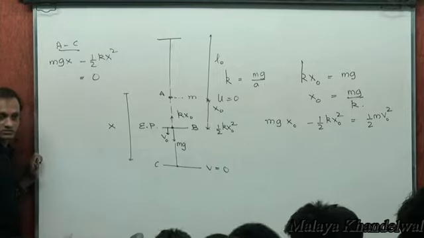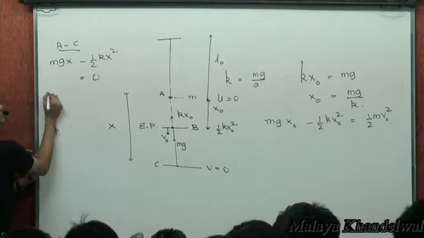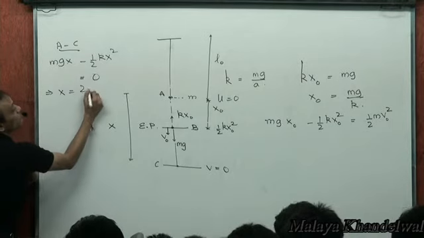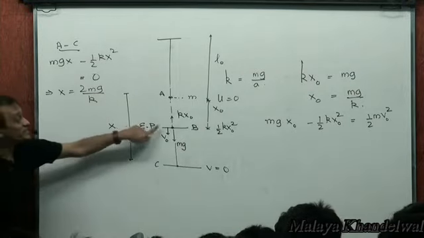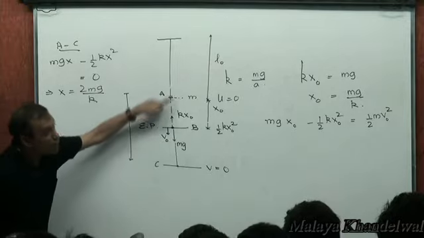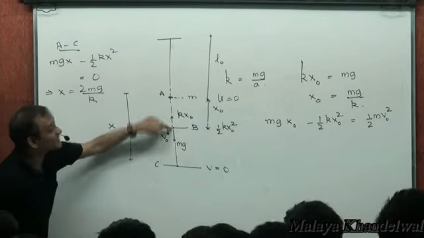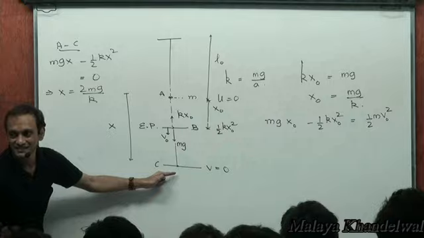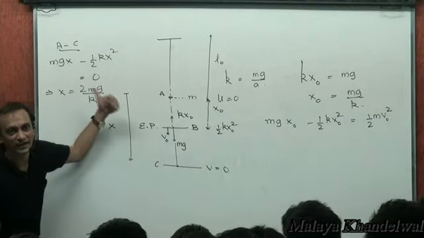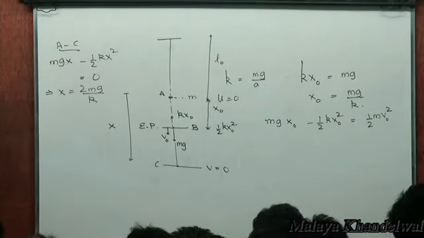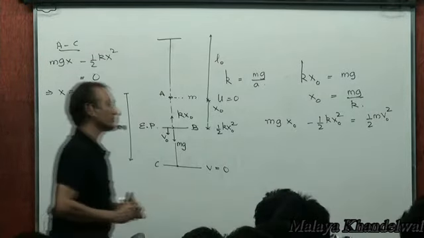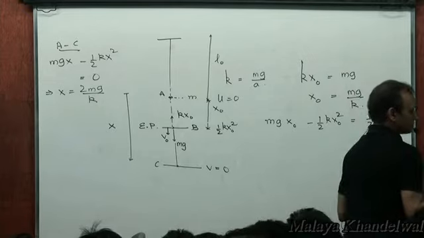That's the very best. So that gives me x equal to 2mg by k. X naught is mg by k, half of this. So B is exactly halfway between A and C, because x naught is half of x, as you can see. Okay, let's move to the next problem.